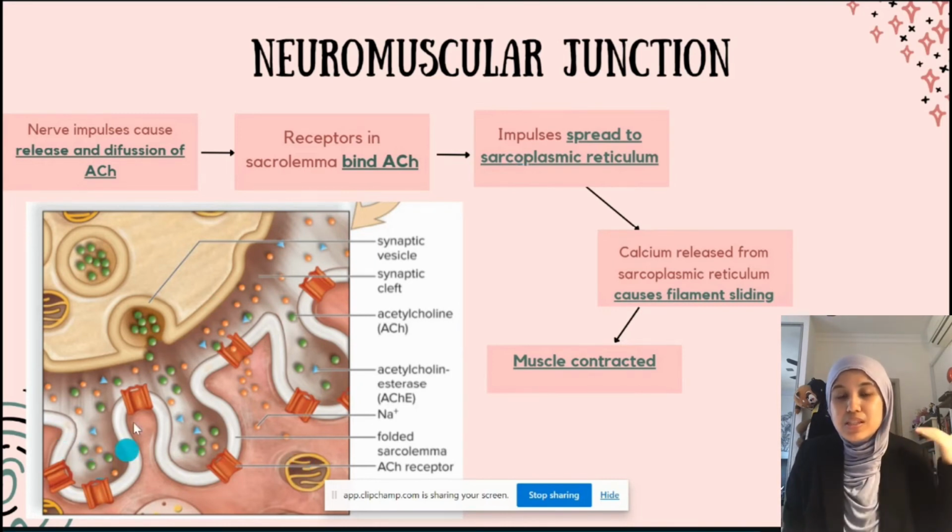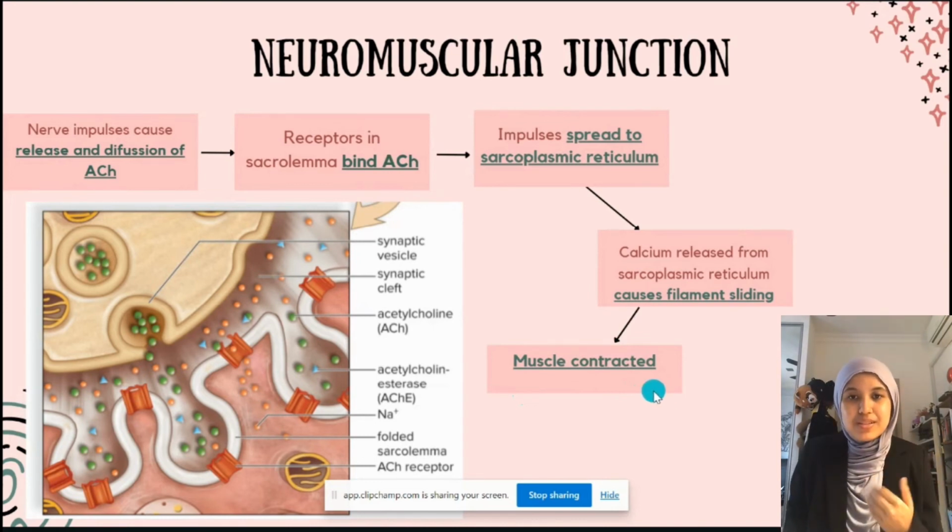Now, impulses spread all over the sarcolemma, down to the T-tubules, and then lastly reach the sarcoplasmic reticulum. Now, this stimulates the sarcoplasmic reticulum to release calcium 2+ ions, and these calcium 2+ ions cause the contraction of sarcomeres, which causes the sliding of the filaments, and this in turn causes the contraction of our muscles.